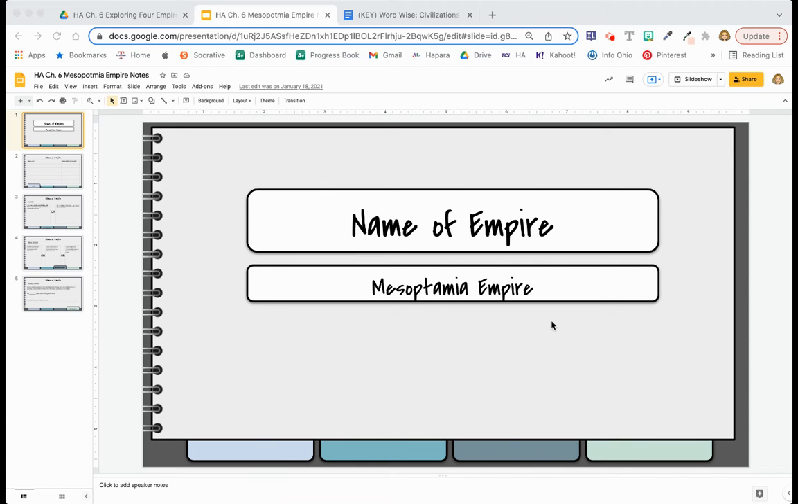If you are absent when we are working on our Mesopotamian Empire presentation in class, it is a group project, so you can complete this assignment on your own independently at home. So this project has 5 slides. The first slide, you're going to put the name of the empire you choose. Which empire are you going to choose?